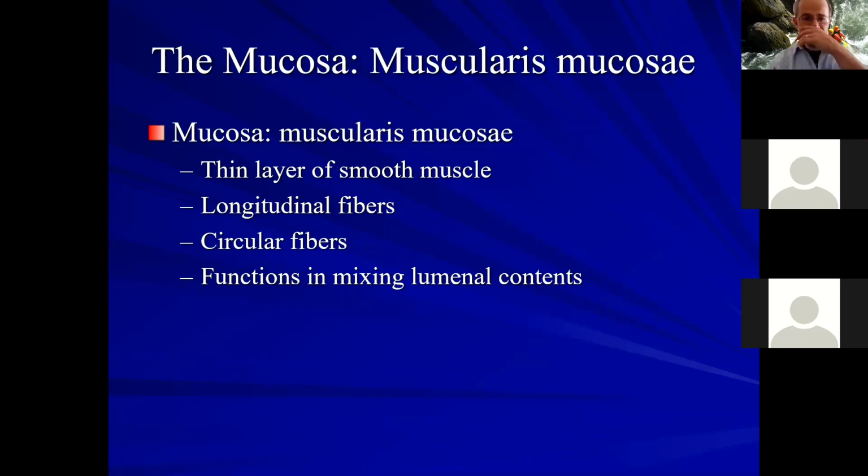The muscularis mucosa, again, it's very thin, like a rubber band, has a couple different layers of fibers, and its function is in local mixing of things, whereas the muscularis externa has more of a role in pushing things into the next compartment, more of a mass scale, large scale mixing and propulsion of food. This is more of a local effect.